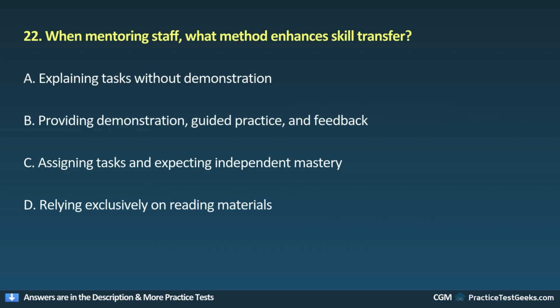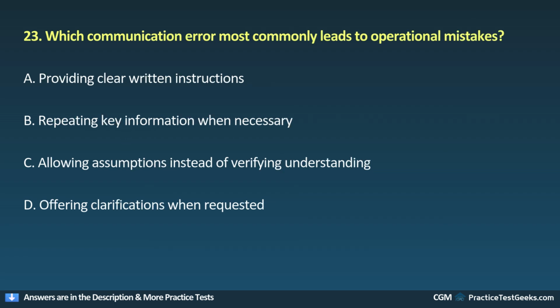22. When mentoring staff, what method enhances skill transfer? A. Explaining tasks without demonstration. B. Providing demonstration, guided practice, and feedback. C. Assigning tasks and expecting independent mastery. D. Relying exclusively on reading materials.